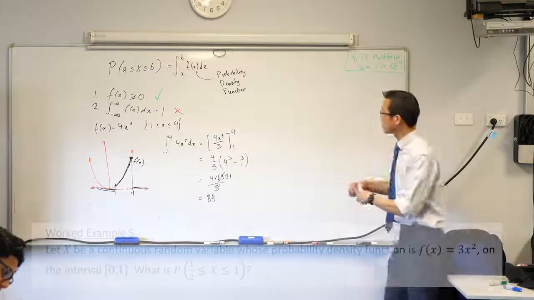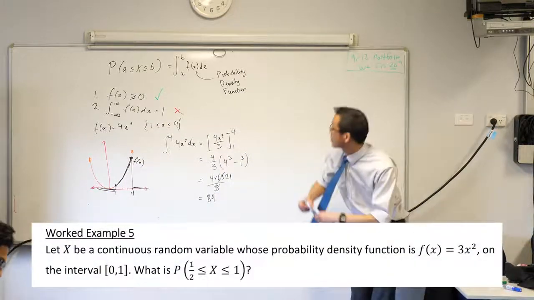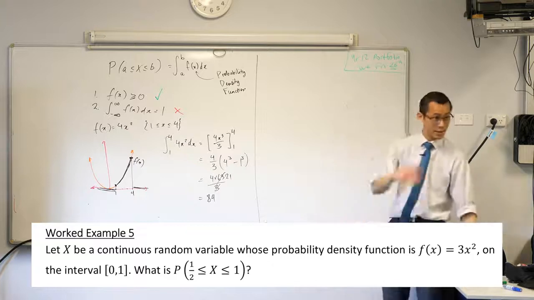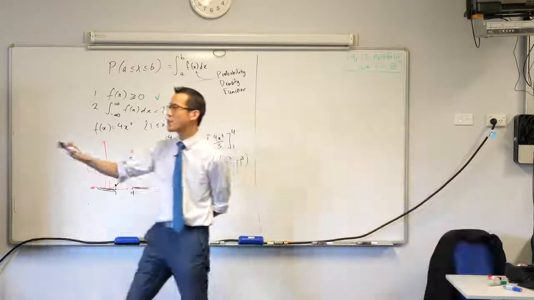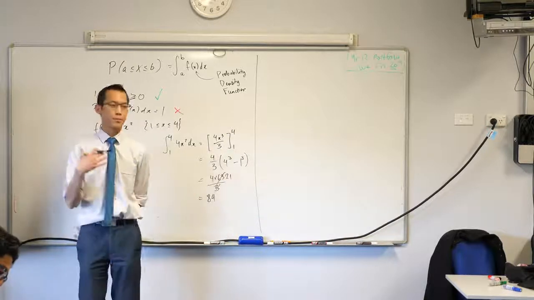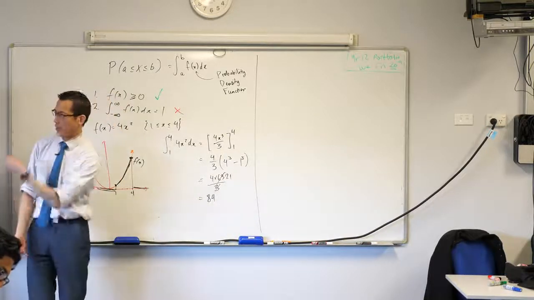Worked example 5 looks like this. So let me draw a line. And if you haven't done 5, you can go straight underneath this. What's being asked here? Okay, so they say you've got a continuous random variable whose probability density function is, and they hand you that, right?